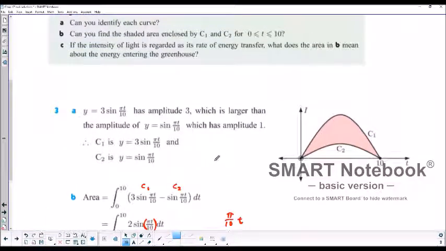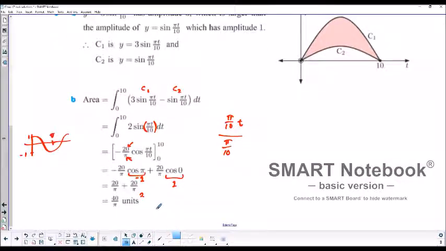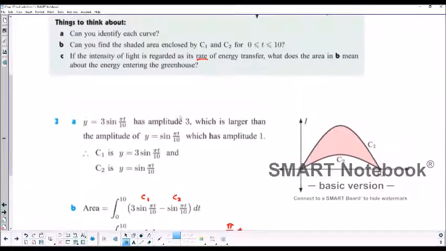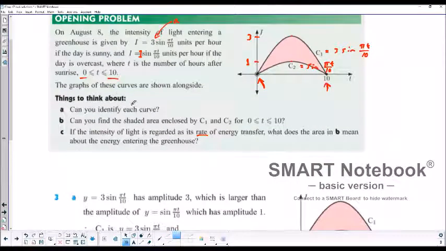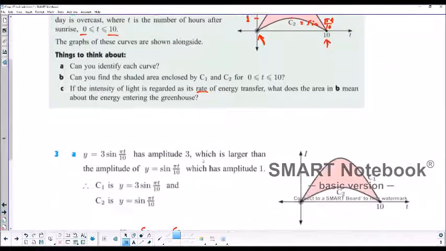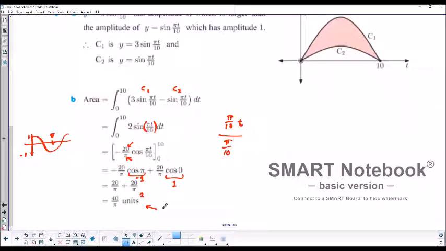And so if the intensity of light is regarded as the rate of energy transfer, what does that mean? The area in B would mean the energy entering the greenhouse. The intensity is the rate. These intensities are actually rates of energy transfer, which means this is the quantity, because the integral of a rate is the quantity of energy.